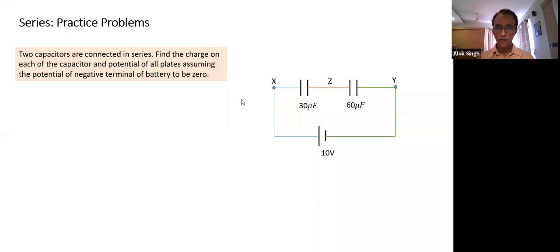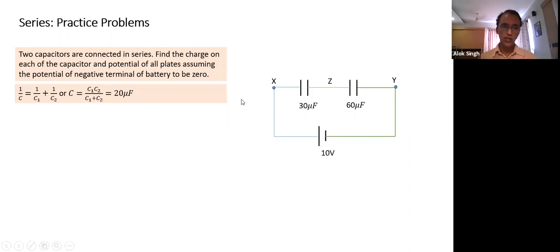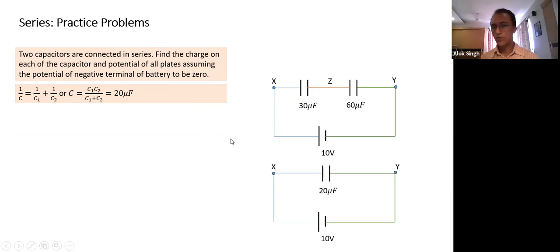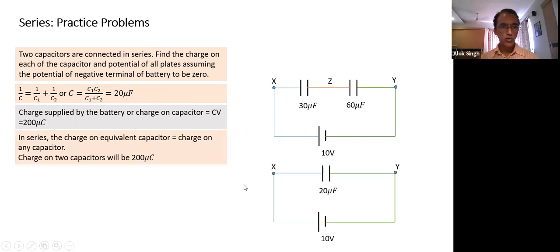I replace them with an equivalent capacitance using the series formula. Equivalent C is equal to C1 C2 divided by C1 plus C2. So 1360 by 90, the equivalent capacitance is equal to 20 microfarad. I replace with 20 microfarad. Now in this circuit, V is known and C is known, so I can find Q. Q is equal to 100 microcoulomb.